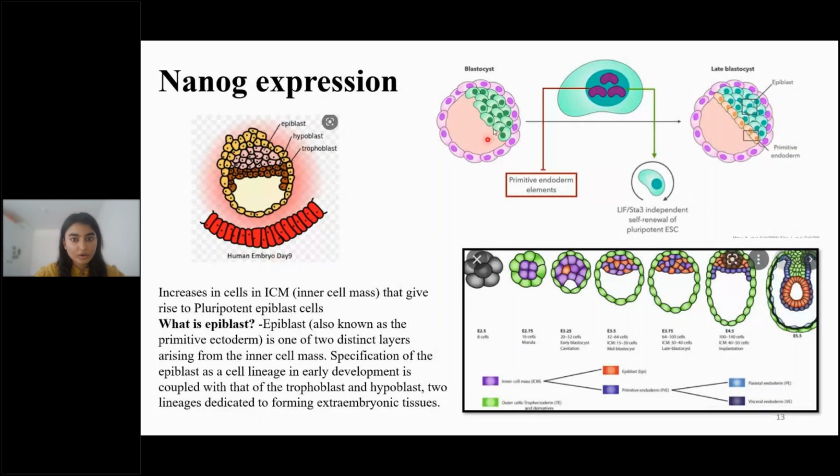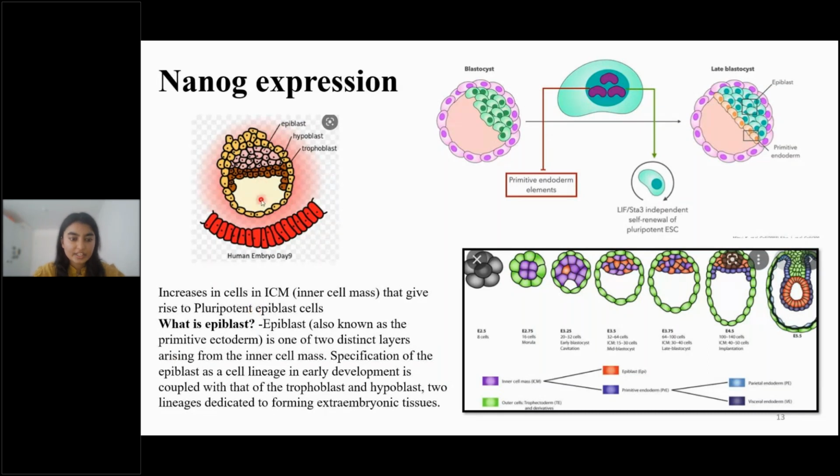And what we saw, the blastocyst, was at day 5, and this happens at day 9. So what is the epiblast? The epiblast, also known as the primitive ectoderm, is one of the two distinct layers arising from the inner cell mass.